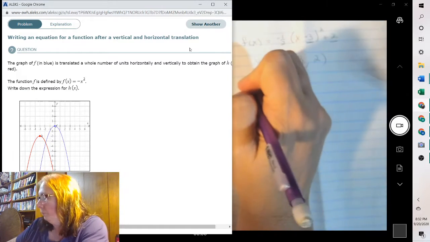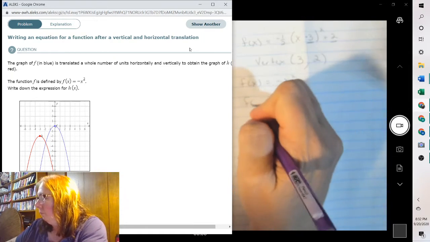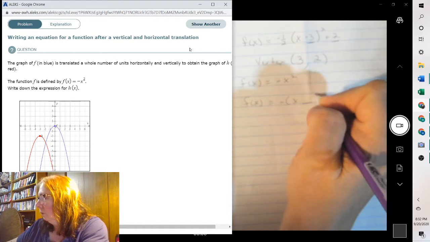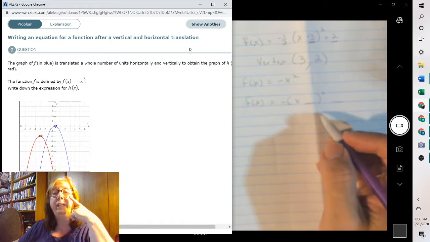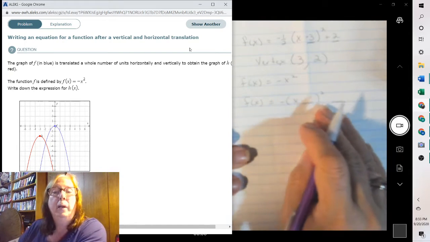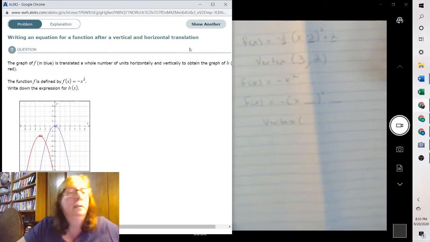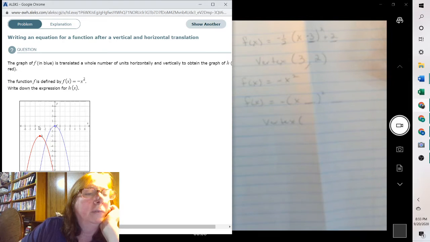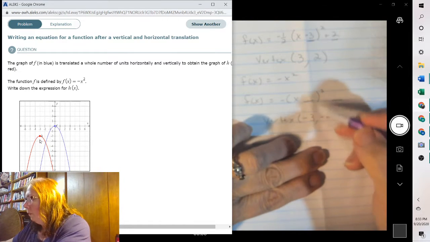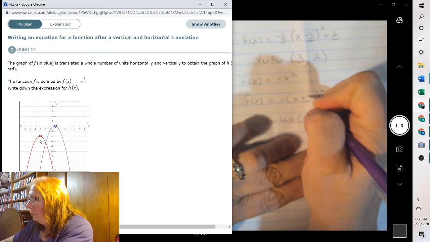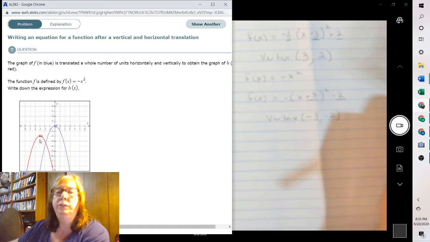Okay. -x² is our base graph. So we need to find these two. Now remember, if it doesn't shift one of the ways, then you wouldn't need that. You just omit that spot. But on this one, if we look at our vertex, it went -3, -2. Now when we took this value, it was opposite sign, so it's going to be a +3. This was same sign, so it's going to be a -2. And that's all that's to those.